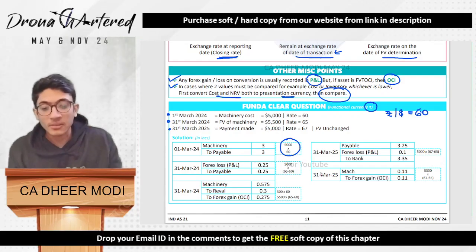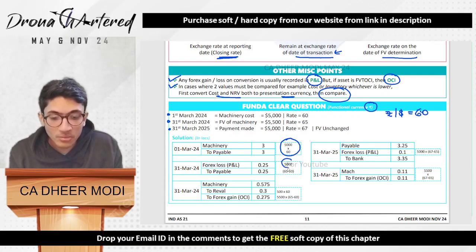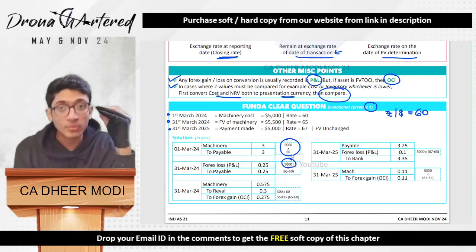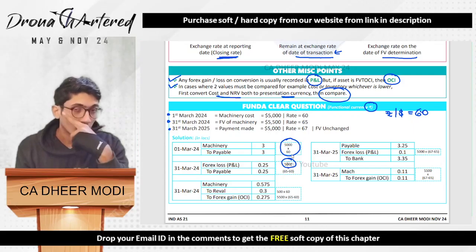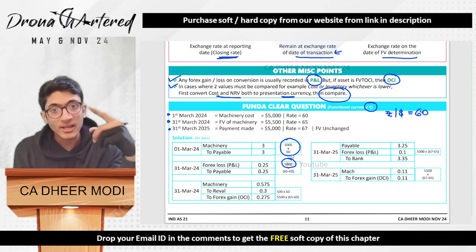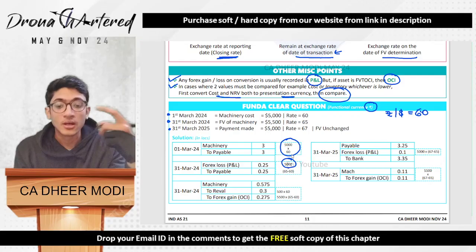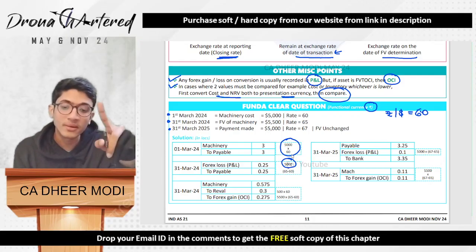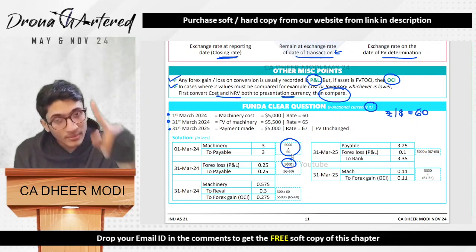Now, why are we multiplying? You have to see why are we multiplying 5,000 and why are we not multiplying 5,500? This is something you have to make very clear, because your loss because of exchange rate will only happen on the amount that you have to pay. So you are only going to pay 5,000 rupees. So whenever it comes to payable, your calculation will only be based on your 5,000.